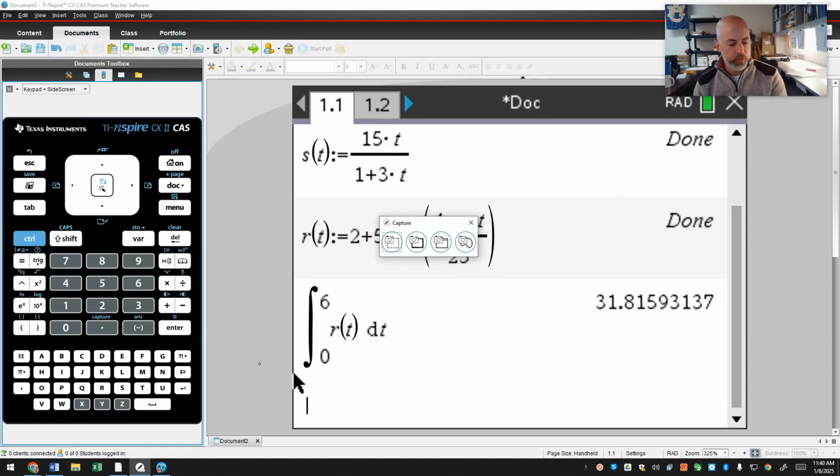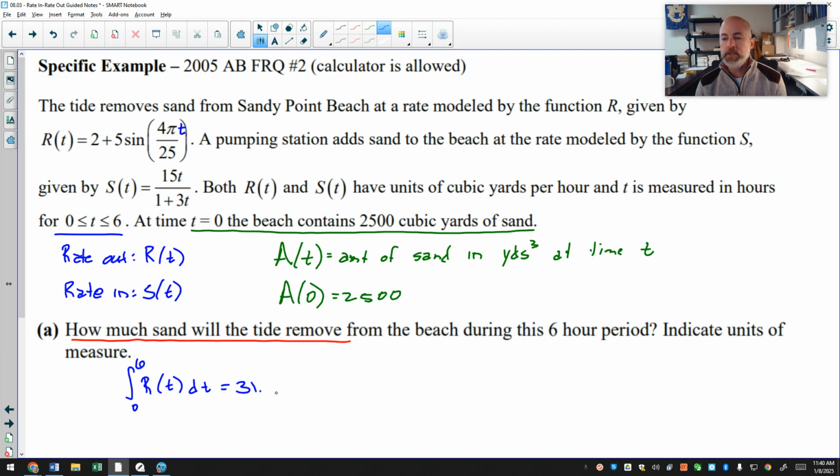31.8159. And the reason I'm going 4 decimals instead of your standard 3 is because on the AP exam, you must be accurate to the 3rd decimal. If you include more than that, that is okay. And in this case, indicate units of measure. Let me write that. So that's going to be the amount of sand will be measured in yards cubed. And in this case, they would actually accept 2 rounding answers.